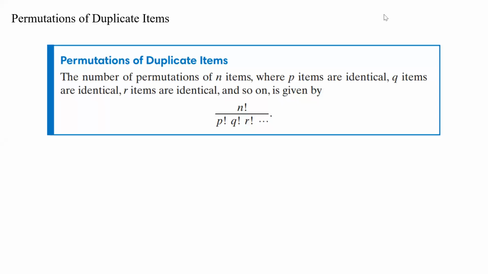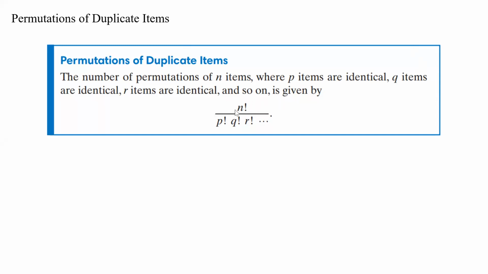All right, what happens if we have duplicate items and we still are wanting a permutation? Well, if we do that, we have a special equation. The number of permutations of n items where p items are identical, q items are identical, r items are identical, and so on is given by this.